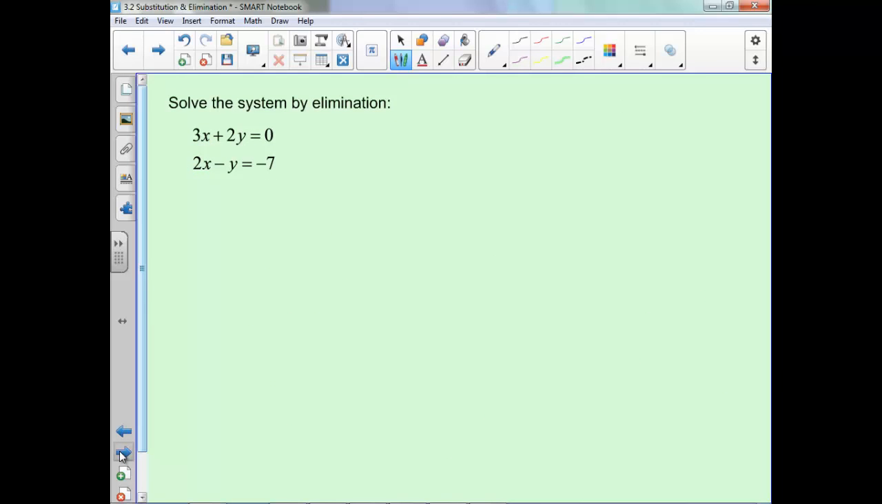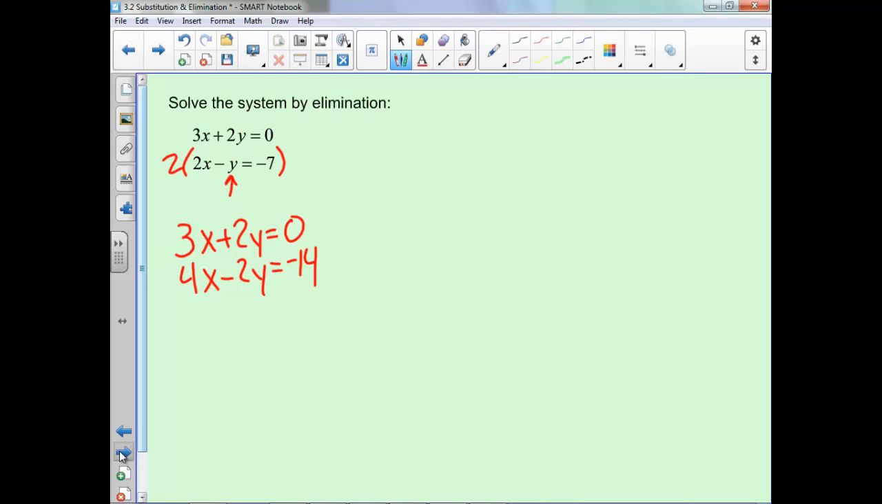Now notice, none of our coefficients are the same. And so what we need to do is multiply one of the equations by a number, or both of the equations by a number, to get our coefficients to be the same number, one positive, one negative. So notice we could multiply the second equation by 2, and then we'll get our y's to match up. So our first equation will stay. Our second equation becomes 4x minus 2y equals negative 14.